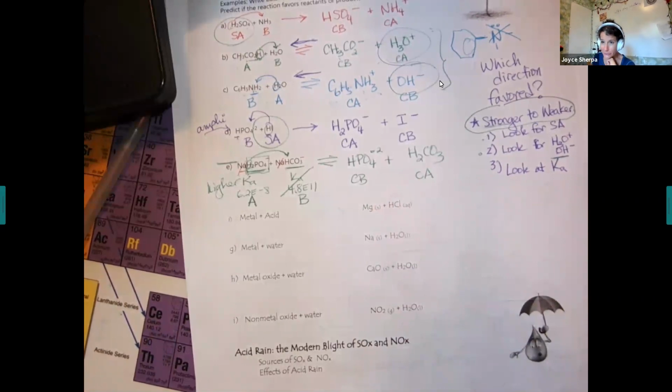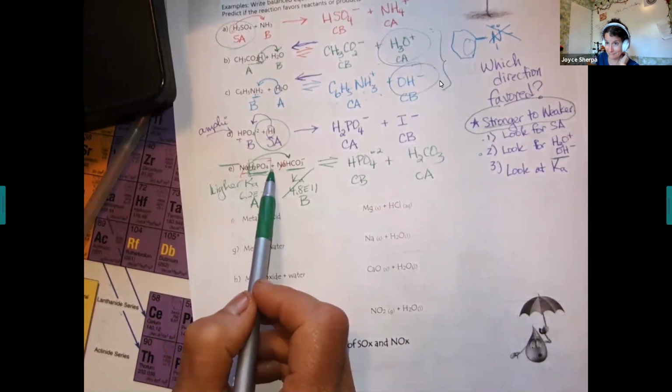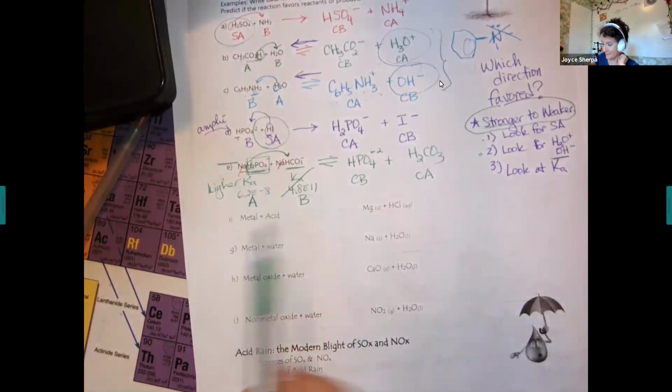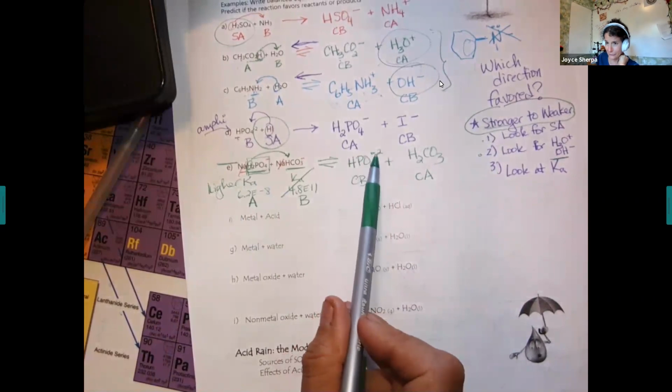If you wanted to do the sodiums, like you're like, no, I want the sodiums in there, I don't want to cross them out, where would the sodiums be on the product side? There's 2 of them. They would both be here because this has the -2.